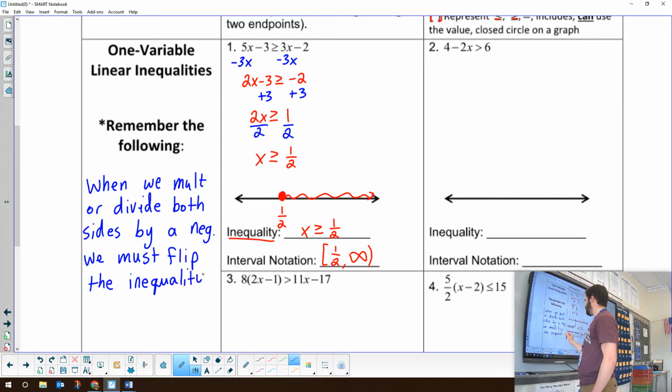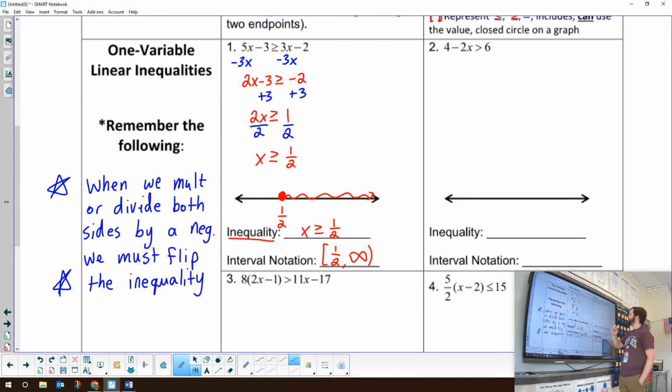Okay? All right, that's what we're going to write out. Now, this is really important, and you've learned this before. Whenever we multiply or divide both sides by a negative, we flip that inequality symbol. So, for instance, on this one, as I start off here, if I subtract 4 here, minus 4 here, I'm going to get, don't forget about that negative, negative 2x is greater than 2. And then to solve this problem, I'm going to divide both sides by negative 2, and I'm going to end up with x is less than negative 1.